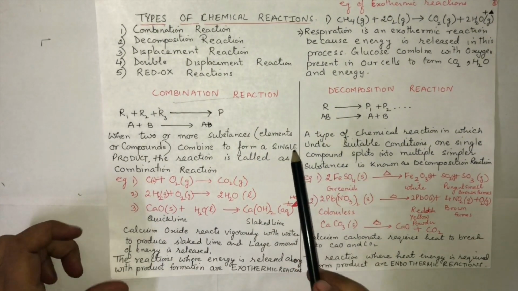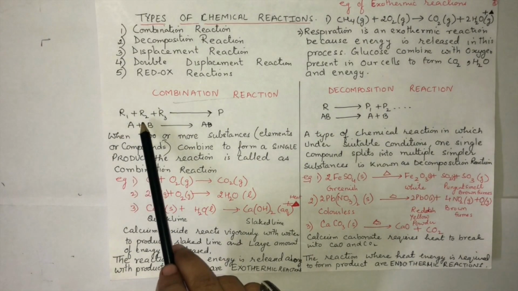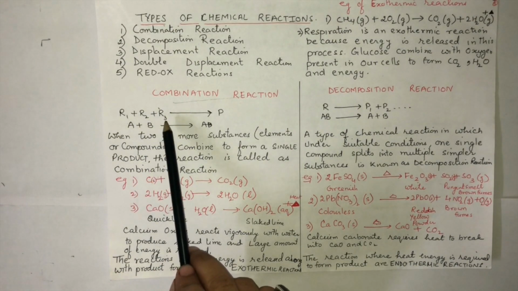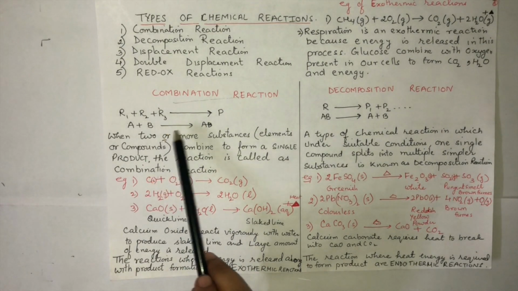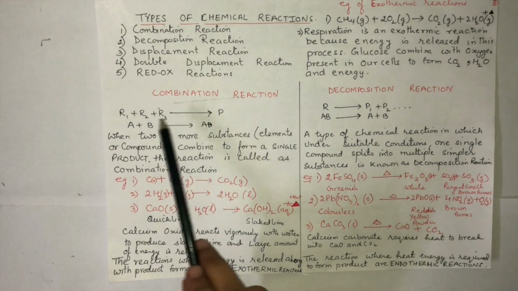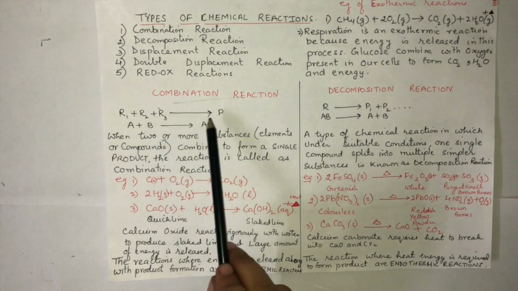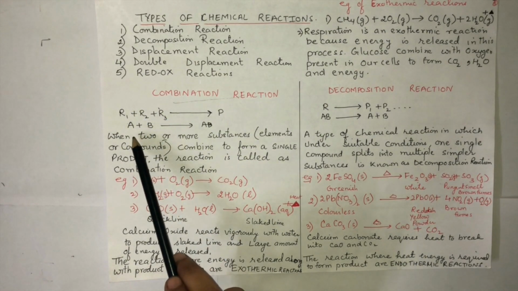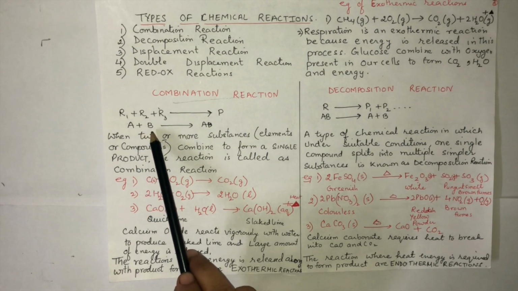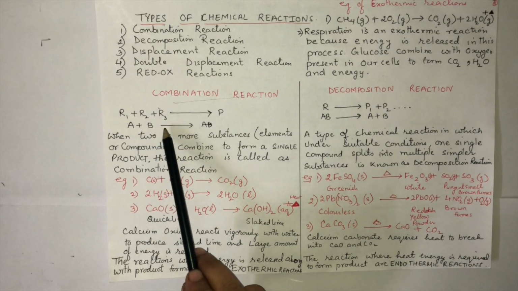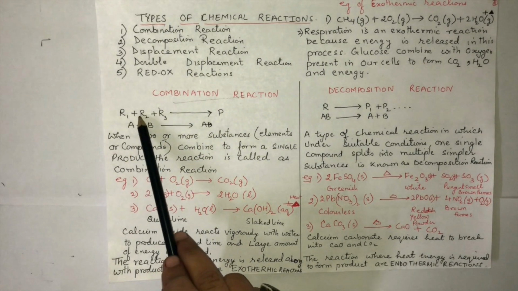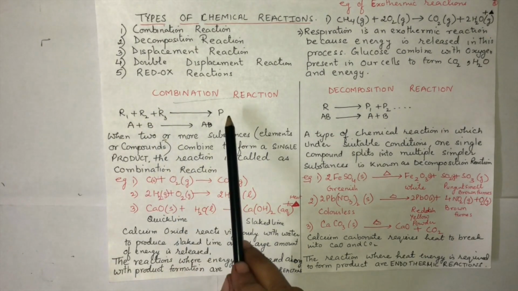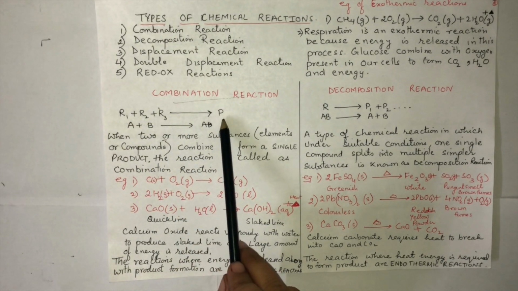In a combination reaction, there can be a number of reactants. 1, 2, 3, any number of reactants can be there. But the product which will be formed will only be one. They all will combine to form one product. So the general equation is A plus B gives AB. Now this can be A plus B plus C giving ABC also. So the number of reactants can be more than one, but they will form one single product.